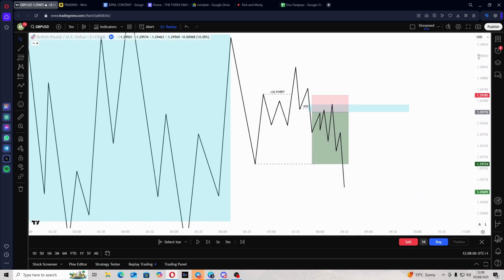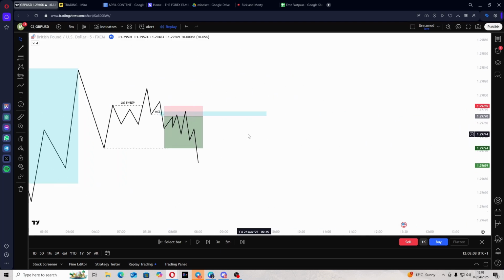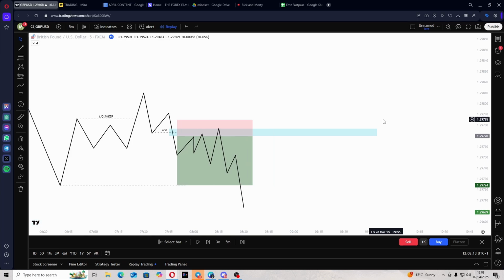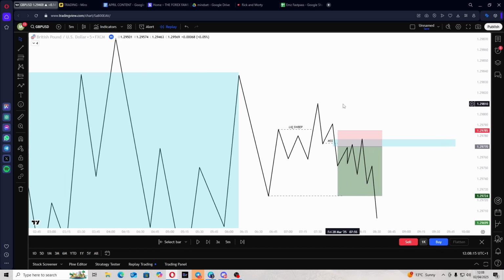Okay, this is exactly how the strategy works and how well it actually works, because if you start using this, you'll see a change in your trading so quick and so fast.